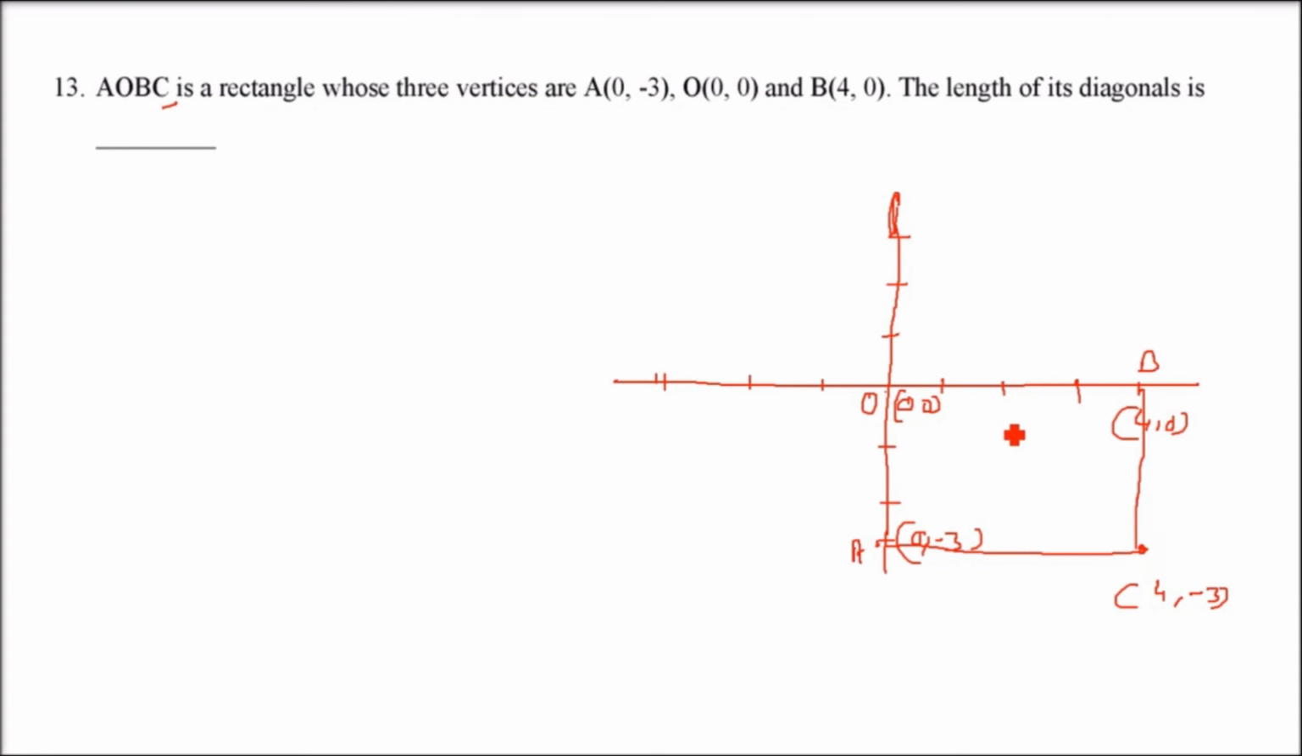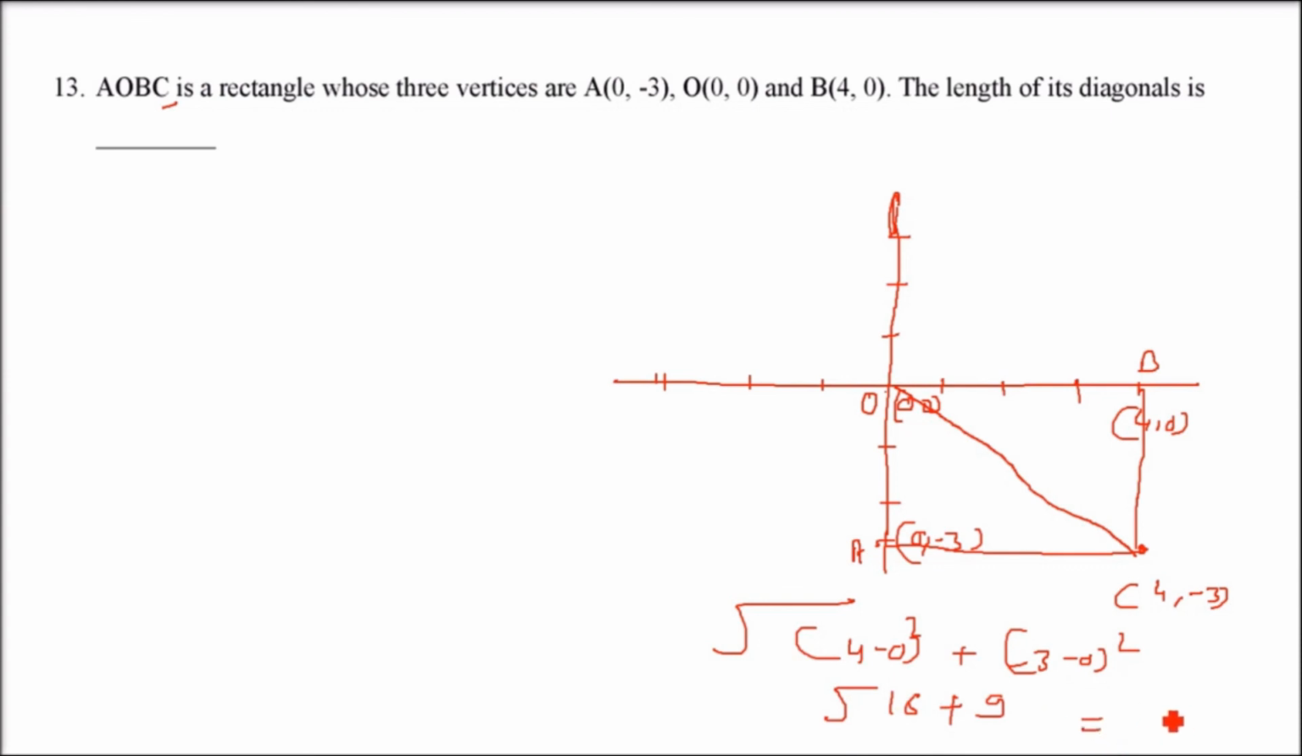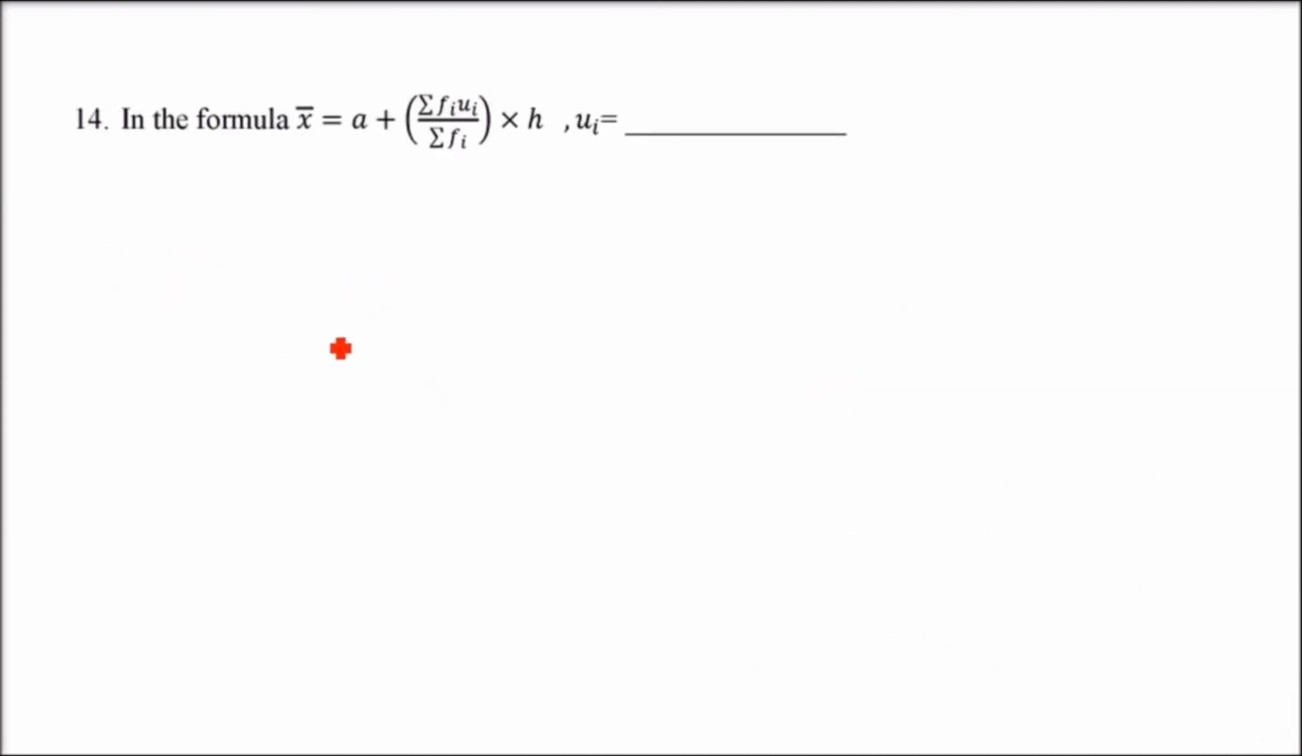And what is the length of the diagonal? There will be two diagonals, and they will be equal. So from (0, 0) to (4, -3), you have to find the distance. It will be the square root of (4 - 0)² + (-3 - 0)², which is the square root of 16 + 9, that is, the square root of 25, which is 5. Actually it should be plus or minus 5, but the length is 5.